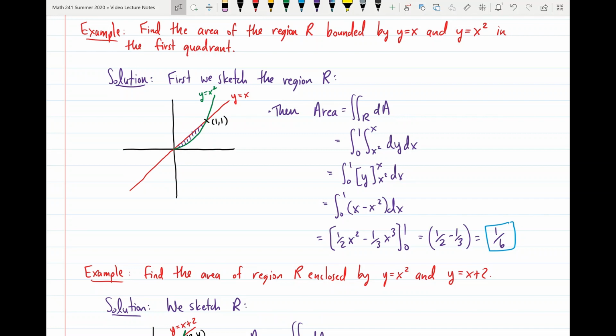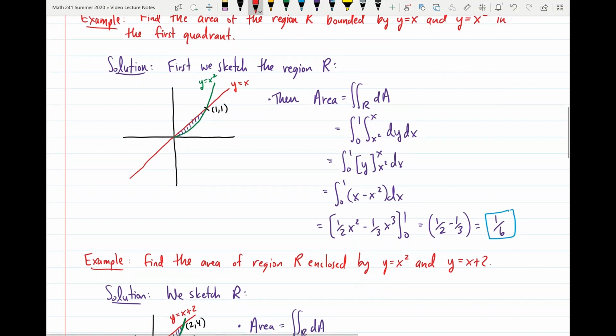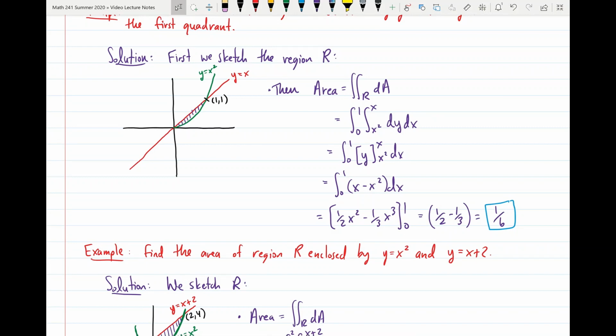So we know that the area of that region is going to equal the double integral over the region R of the function 1. Or you can just think about it as the double integral of dA over the region R. So we need to figure out the limits of integration with respect to y and with respect to x, like we did in section 15.2.